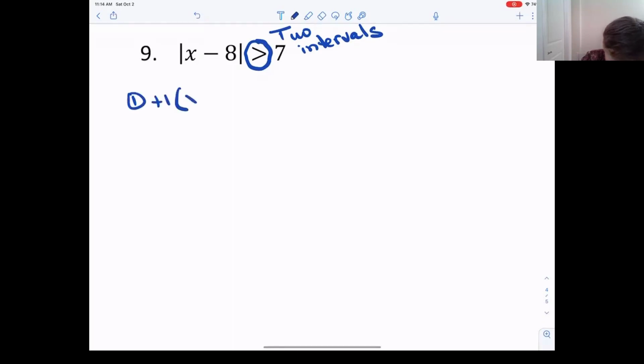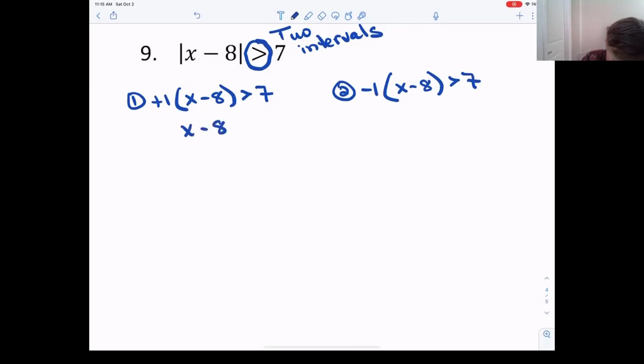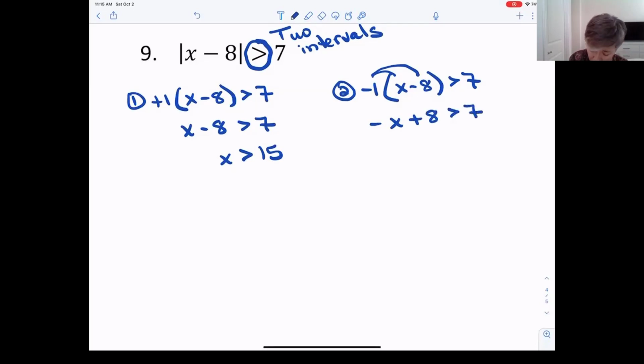Either we have a positive inside, so a positive 1 times the quantity x minus 8 greater than 7, or the inside is going to be the negative version, so negative 1 times the quantity x minus 8 greater than 7. On the first one, if we distribute 1, we get x minus 8 greater than 7. Add 8 to both sides, we get x greater than 15. On the right, we distribute the negative 1 inside the parentheses. We get negative x plus 8 greater than 7. Subtract 8 from both sides, we get negative x greater than negative 1.